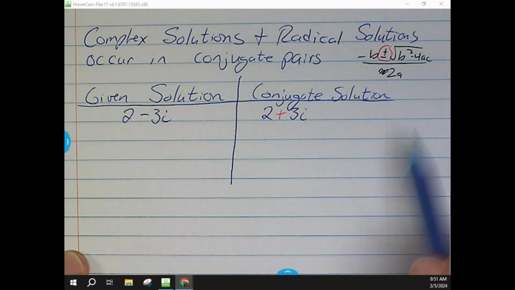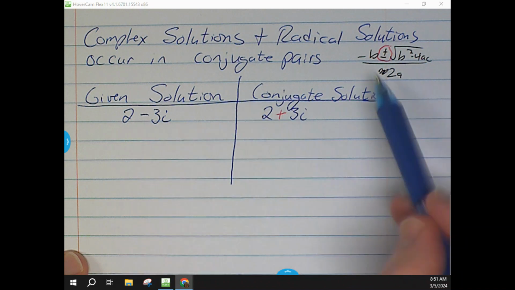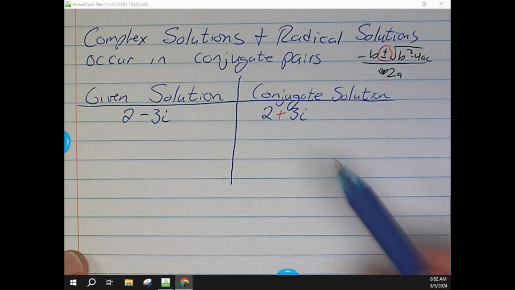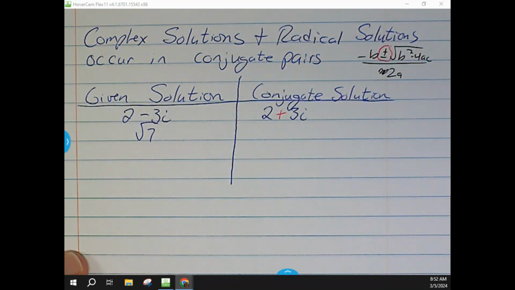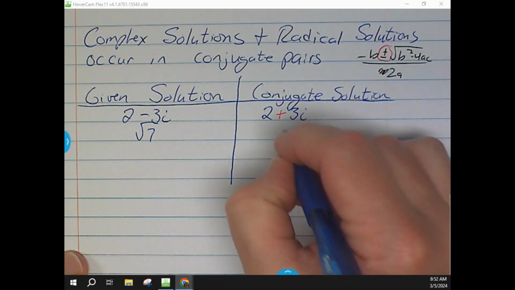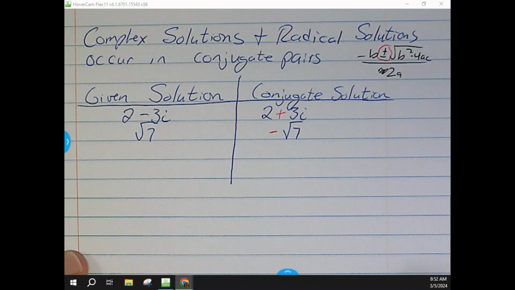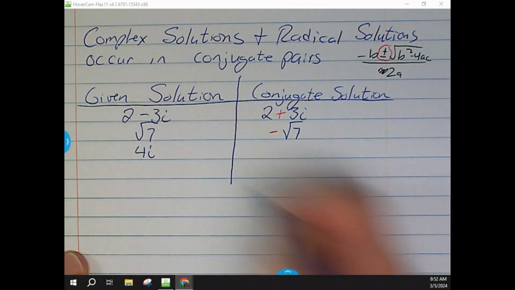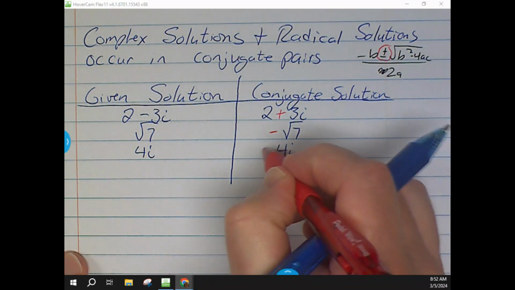So whatever, if it's a radical or if it's an imaginary number, whatever sign's in front of that imaginary number, you just need to change that from positive to negative. Or if it's negative, change it from negative to positive. So if the answer was square root of 7, they say find the conjugate solution that would go with that one. It's going to be negative square root of 7. Same thing if it's 4i for a solution. Conjugate solution is just a negative 4i.